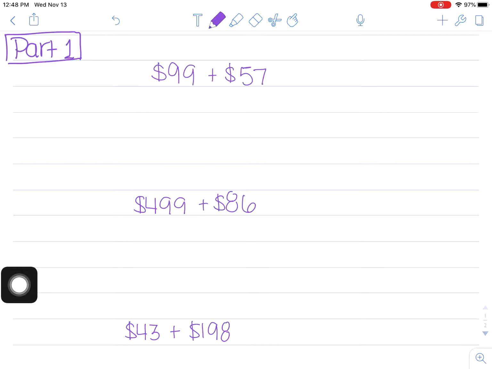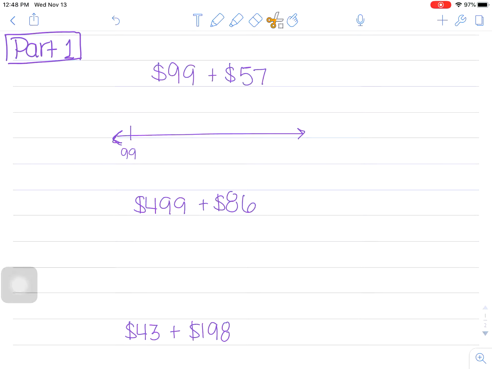So let's demonstrate this. Let's use a number line. Let's go ahead and draw a number line, okay? And let's represent where we're starting with. So we're starting with $99. So go ahead and write $99. And you actually don't even have to write the dollar sign if you don't want to. I'm just going to move this little guy over here just because it'll fit a little better.